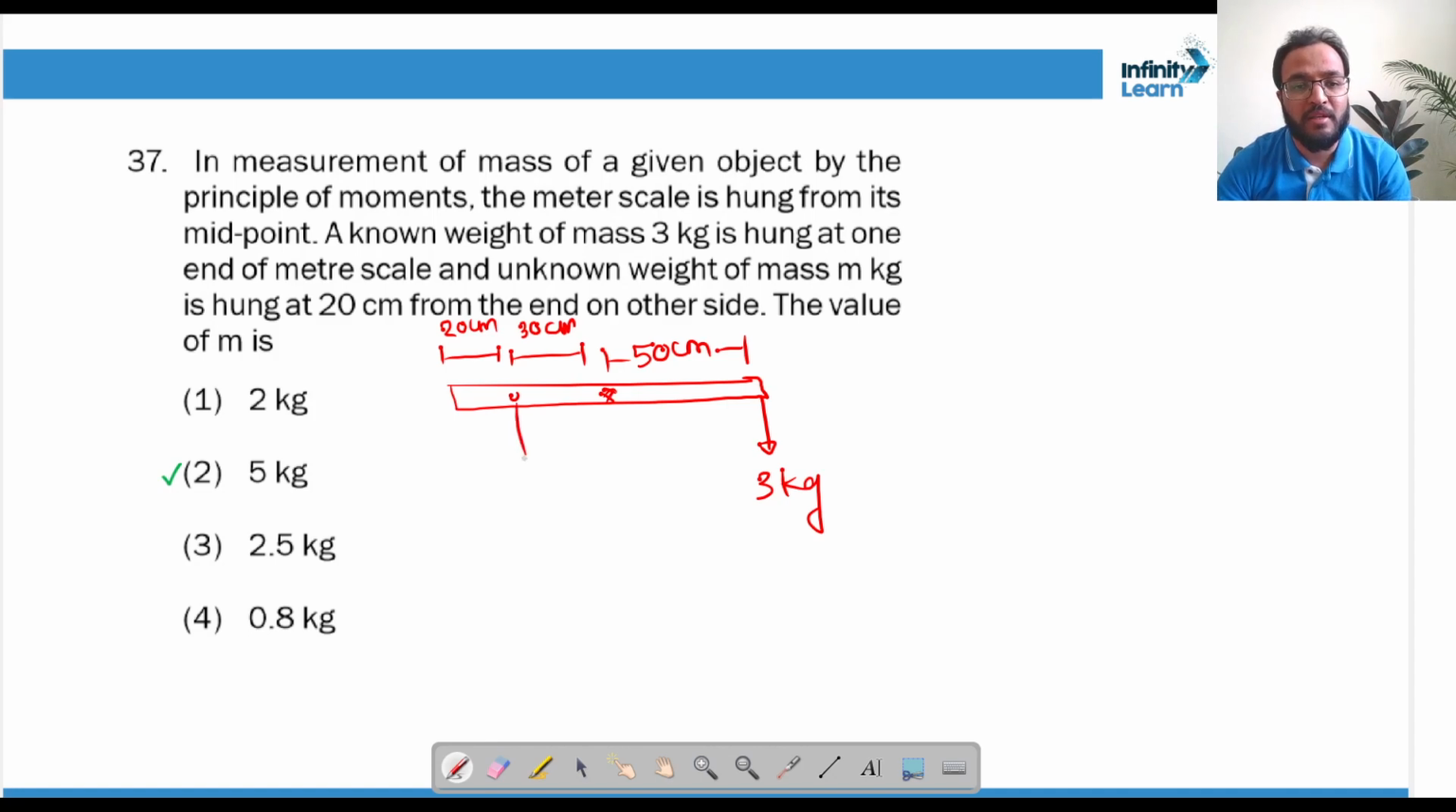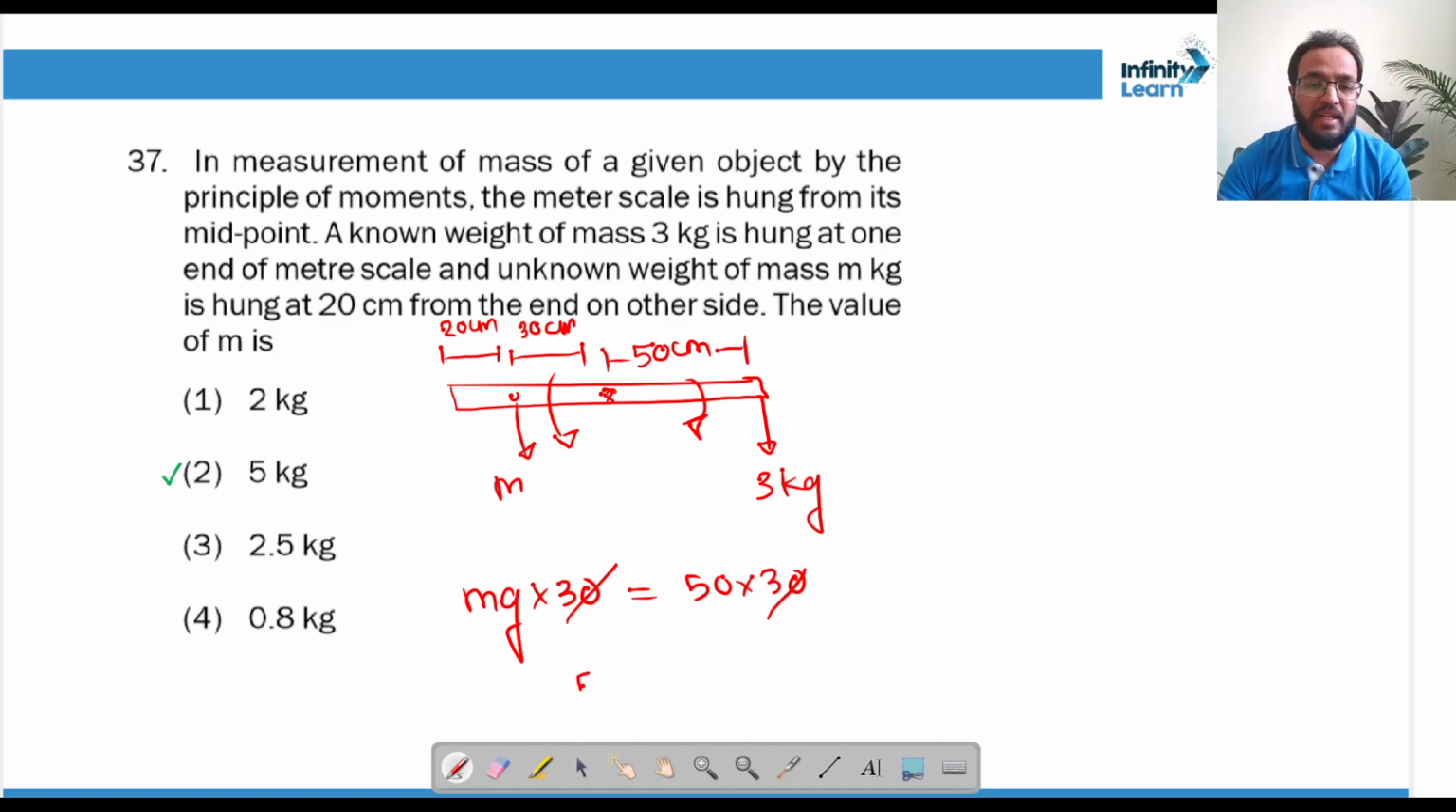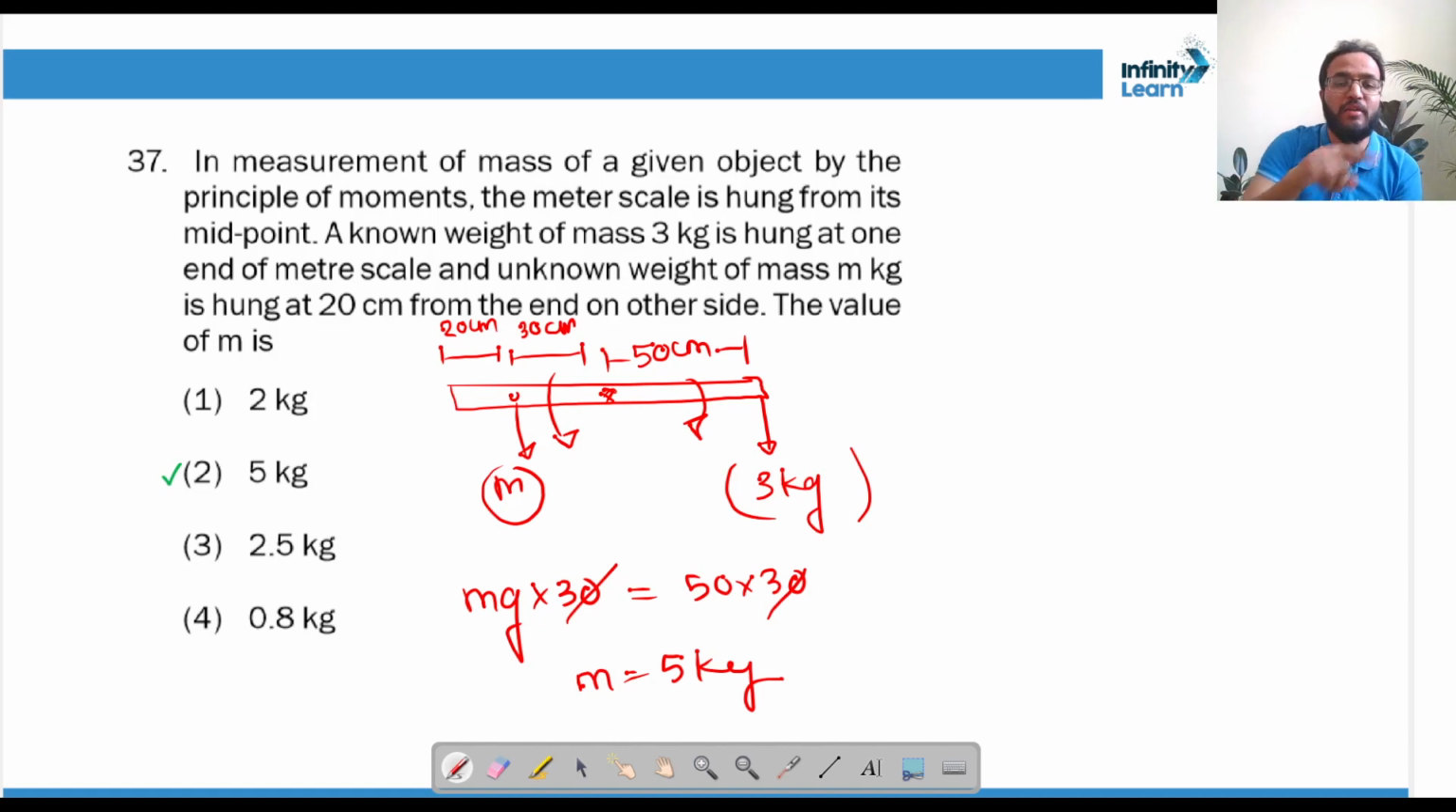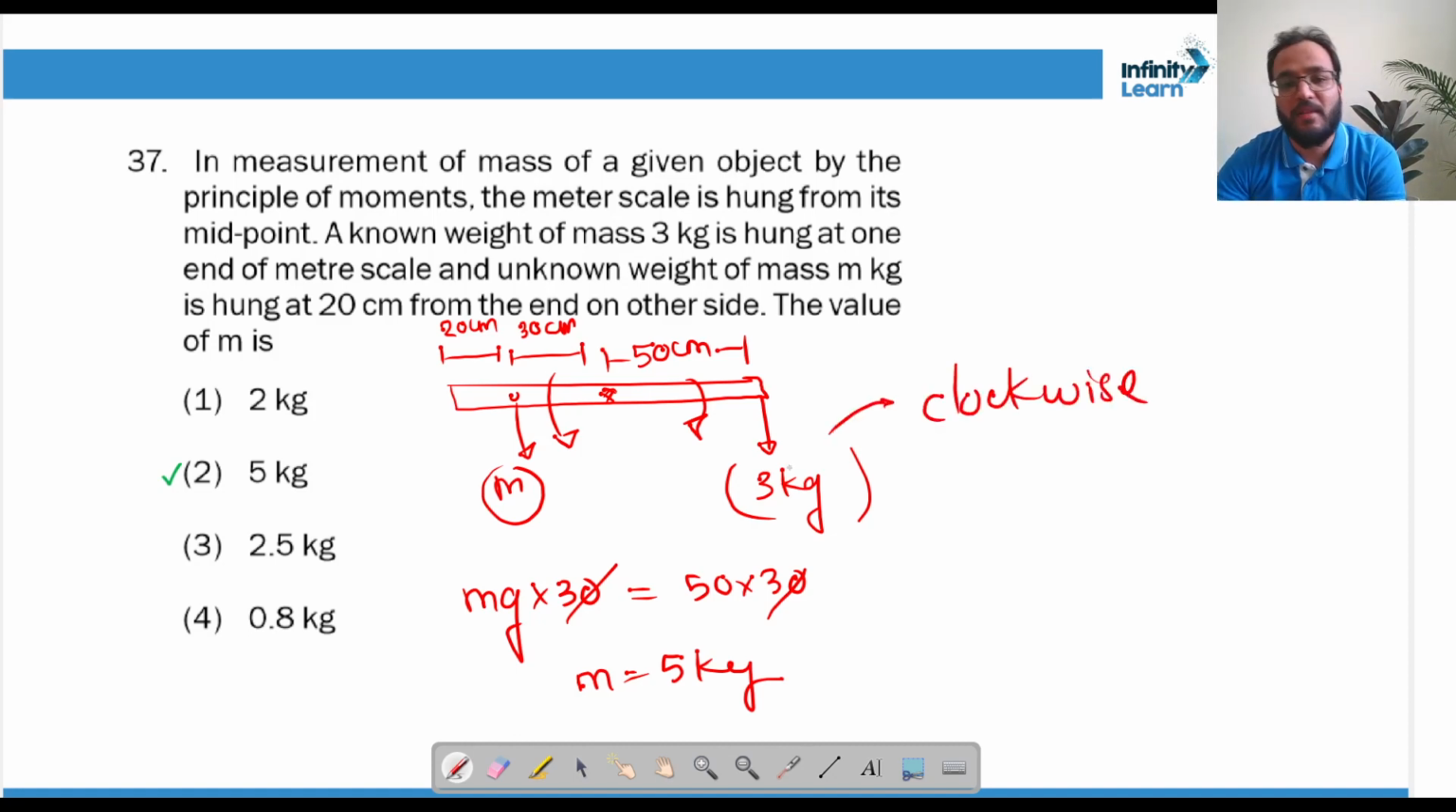Do you understand this? So this is, let's say, mass M. So you will say Mg into 30 will produce this torque, and the opposite torque will be produced by 50 into 30. Right? So from here you will cancel and M will be equal to 5 kg. Simple. You will balance their torques. This M is going to provide a torque in the opposite direction, that is k cap, and this 3 kg is going to provide the torque in the anti-clockwise direction, that is minus k cap. Sorry, this is going to rotate clockwise and this is going to rotate anti-clockwise.